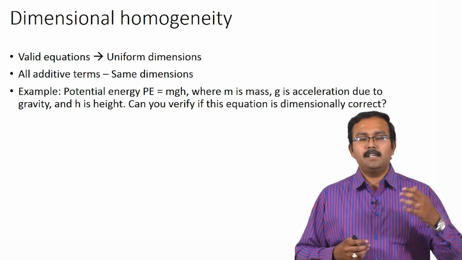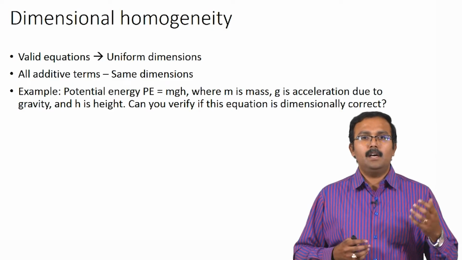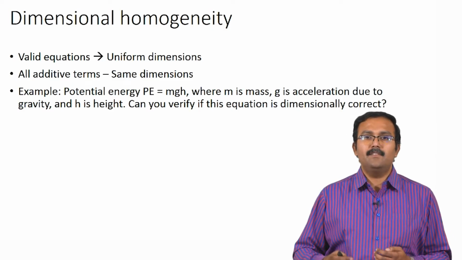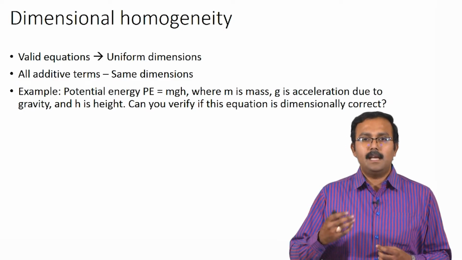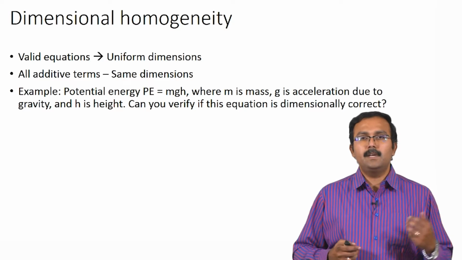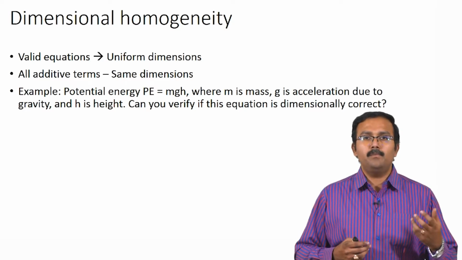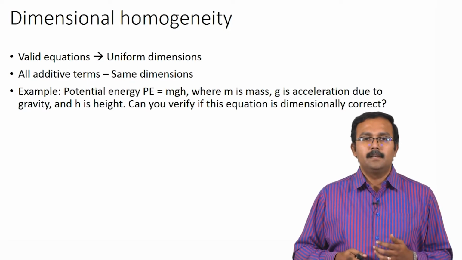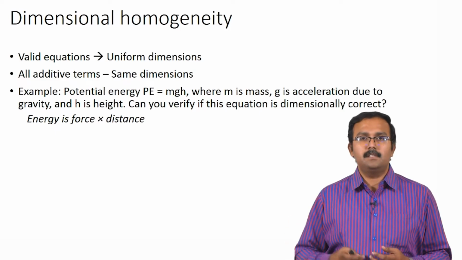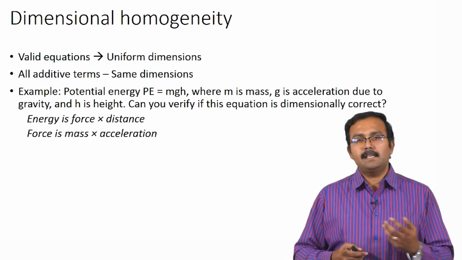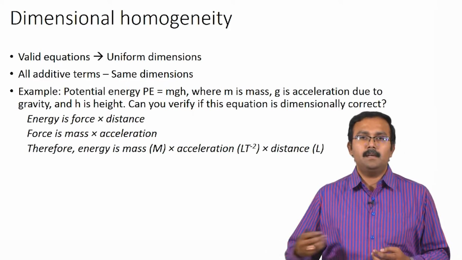You can check the first statement which I have made. I have said that valid equations would have uniform dimensions. Now, we know that potential energy is given as mass times acceleration due to gravity times height, which is mgh. Can you verify if this equation is dimensionally correct? Let us go to the first principles and try to identify what would be the dimensions of the left hand side. The left hand side term is energy. Energy is defined as force times distance. Force is defined as mass times acceleration. So, energy is basically mass times acceleration times distance.